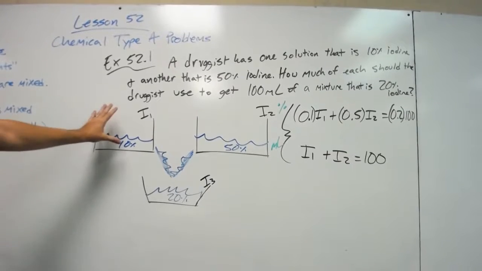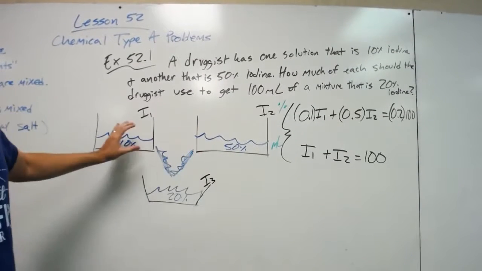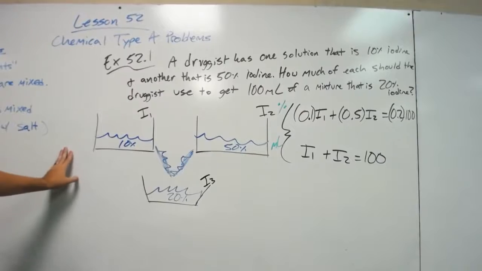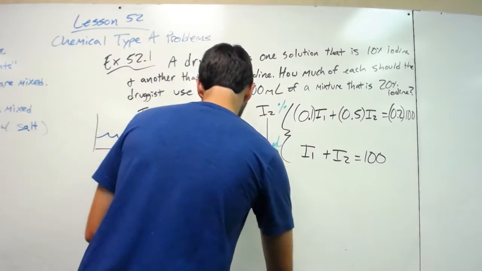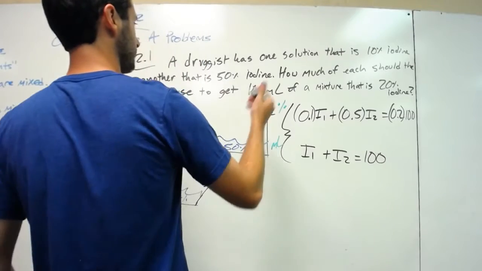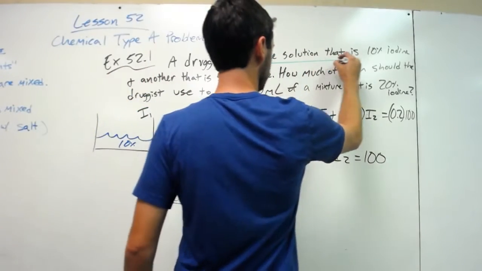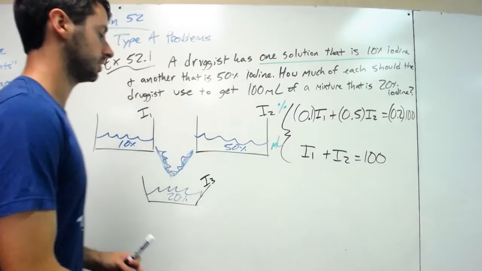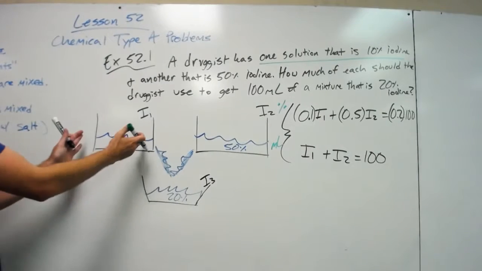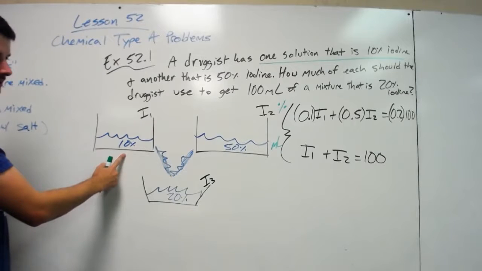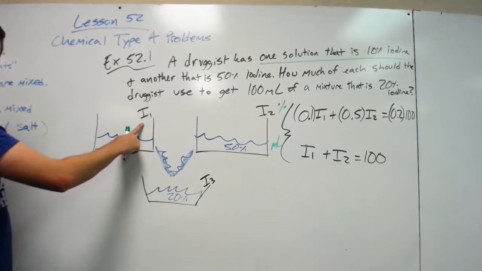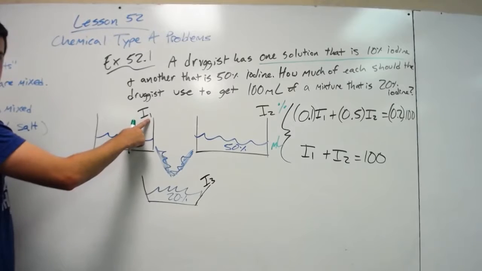Let's look at this in a picture format. Maybe this helps some of you visual learners. A druggist has one solution that is 10% iodine. Okay? So imagine this is a cup or whatever, and it has a solution that is 10% iodine. I'm going to refer to that as iodine 1. There's a little 1 right here.